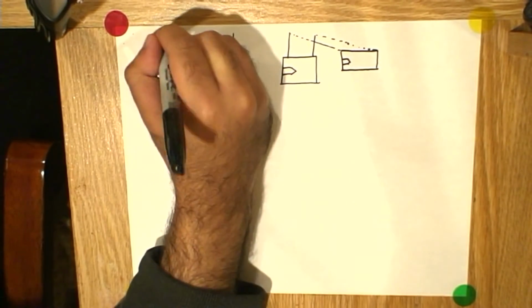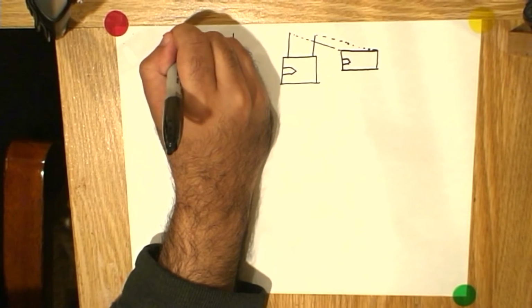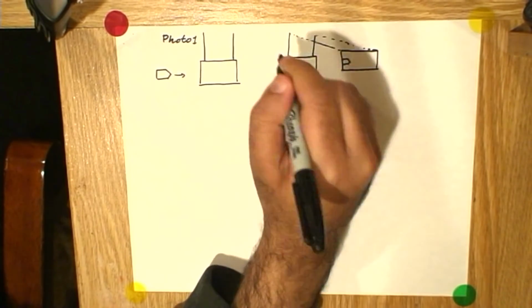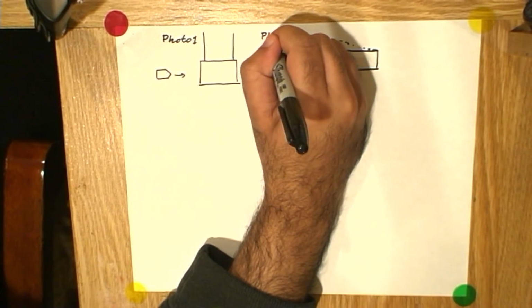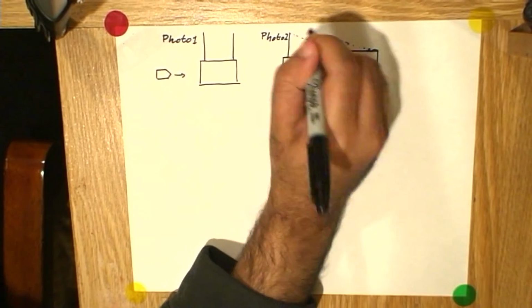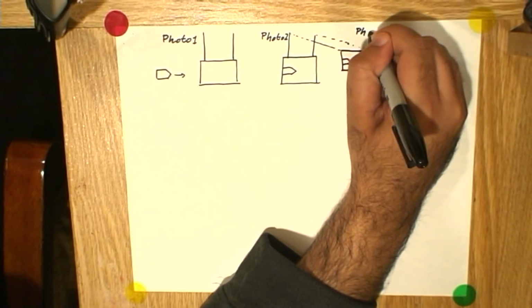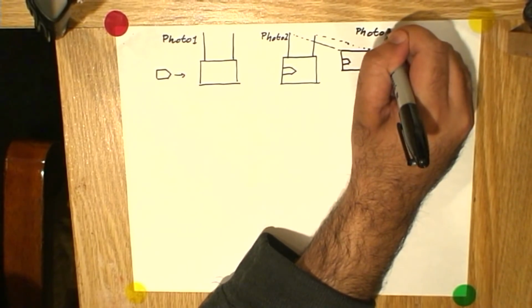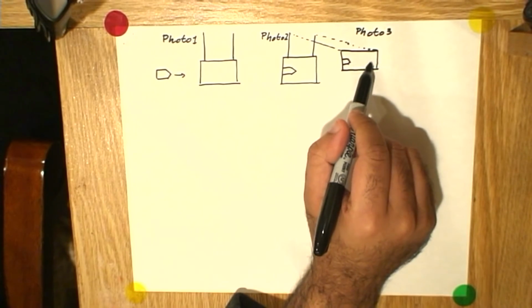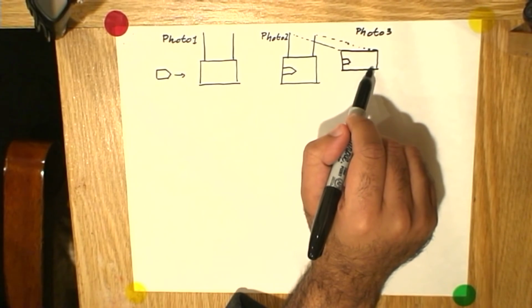So photo 1 is prior to the collision, before the collision. Photo 2 is the time of collision. And photo 3 is as the box gets pushed backwards on these strings and rises to its maximum height.